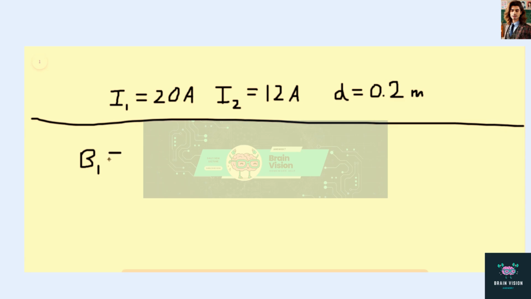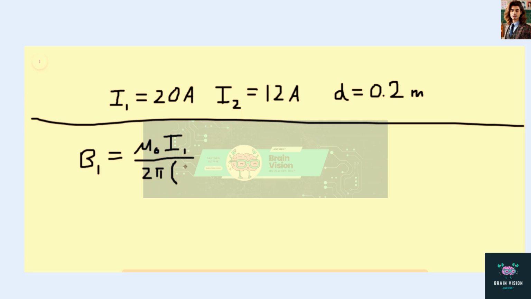So first we'll find the magnetic field produced by the top wire at that point. We'll call this magnetic field B sub 1. Our equation for magnetic field is mu naught, which is the magnetic permeability of free space. It's 4 pi times 10 to the minus 7 newtons per ampere. You can look that up if you want to know more about that constant.